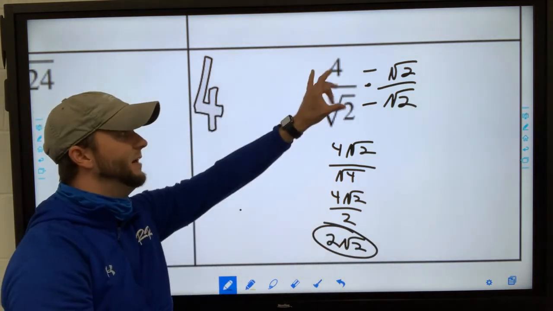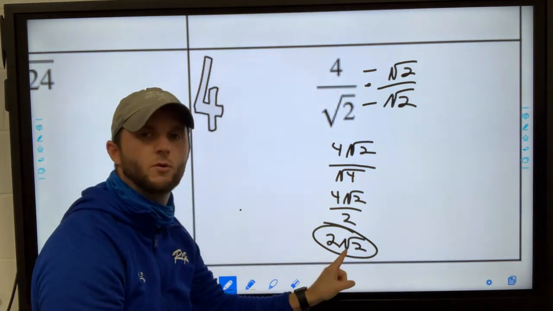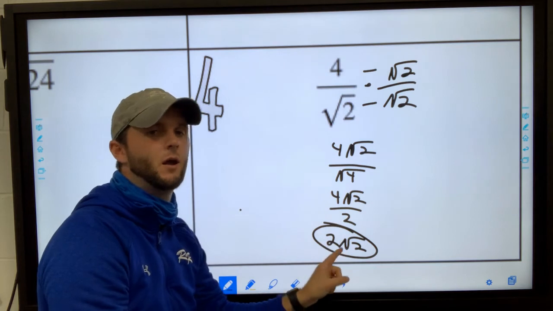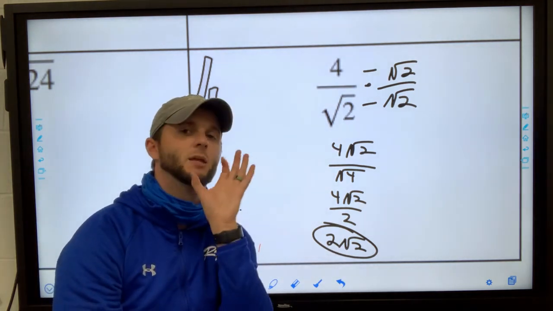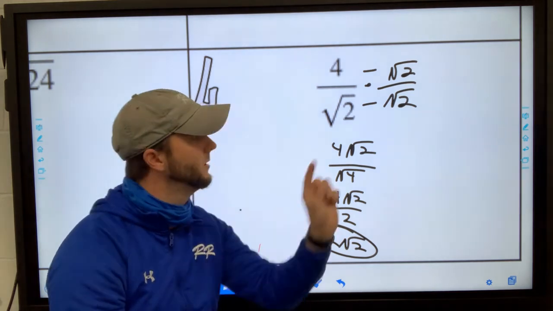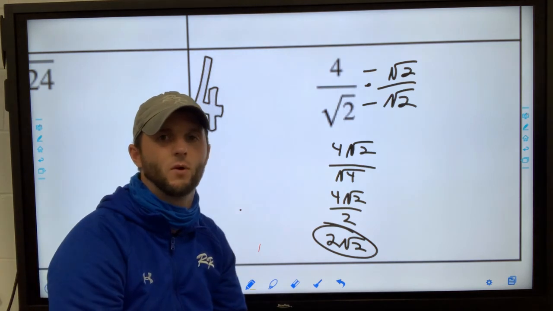So the simplified version of 4 over square root of 2 is going to turn into 2 square root 2, because it looks a lot cleaner than having a root on the bottom. So again, you cannot have a root on the bottom, a radical on bottom, so this is how we turn it into its simplified form.